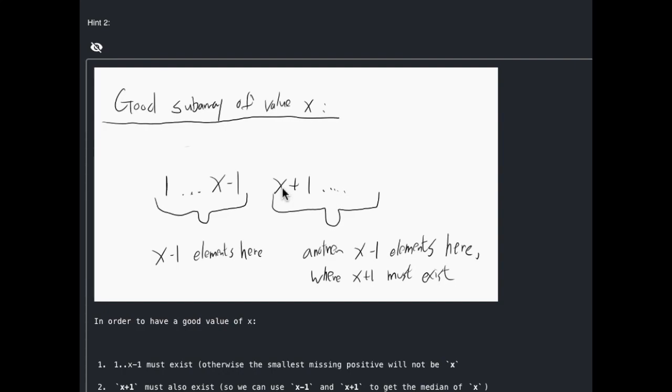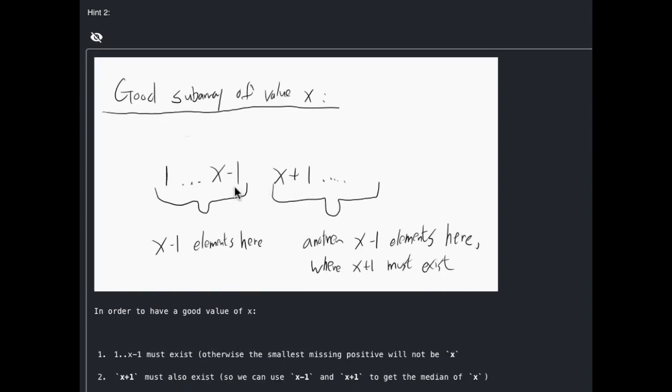But that's not the only one, you might ask. For example, with x minus 2 and x plus 2, we can also have the good value of x. But if you think about it, even if there are more arrangements that can get the median of x, for example if x minus 1 also does not exist in the subarray, then the minimum missing positive will be x minus 1 instead of x. So it turns out x minus 1 and x plus 1 is the only way that we can go.